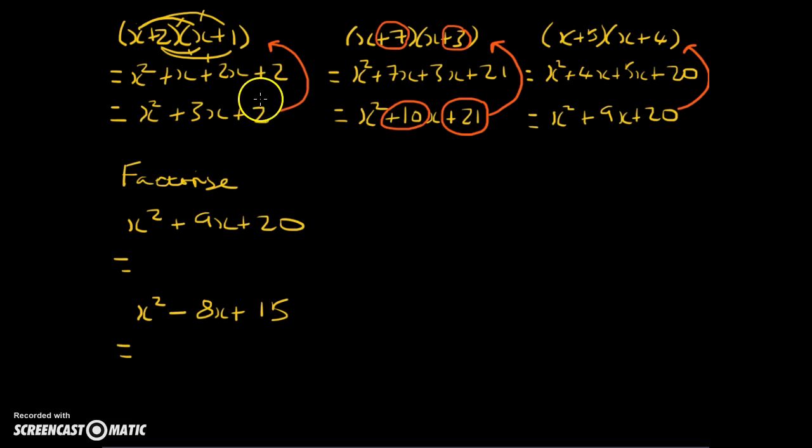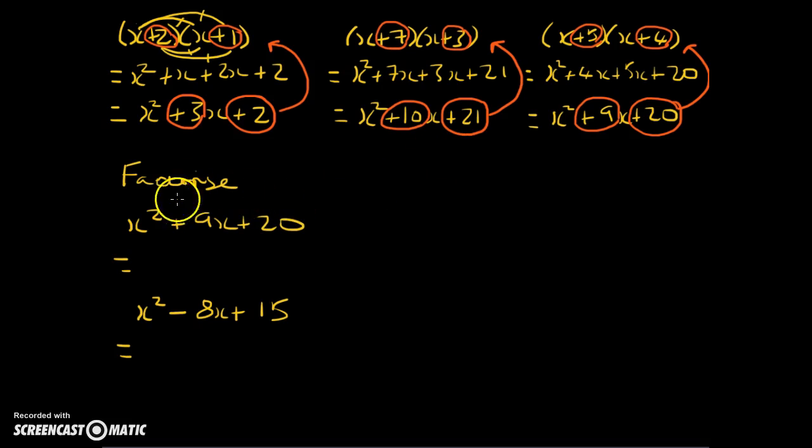Now let's check it works for the other ones. Plus 2 multiplied by plus 1 gives us plus 2. And also plus 2 add 1 gives us plus 3. So it works for that one as well. Five multiplied by 4 gives us 20, and also 5 added to 4 gives us 9. So there's a pattern there that can help us with the factorising.